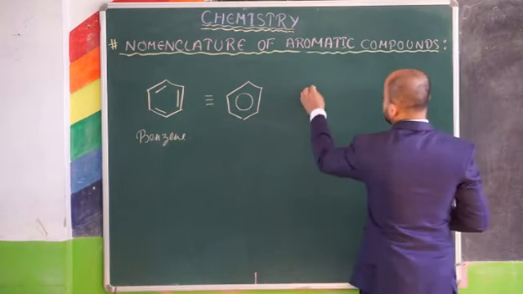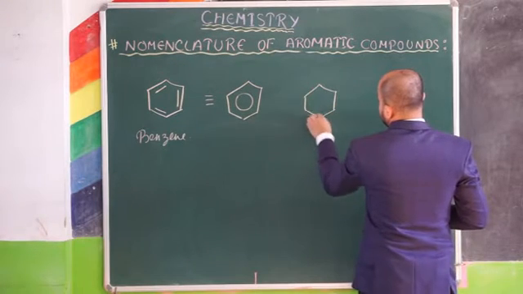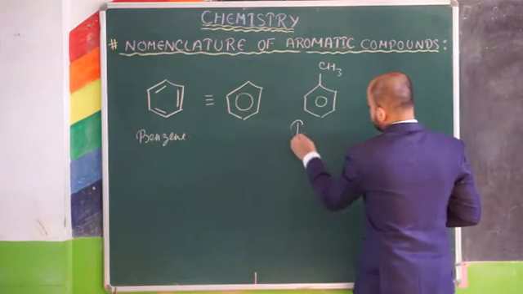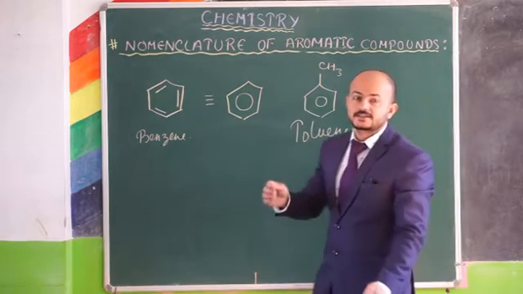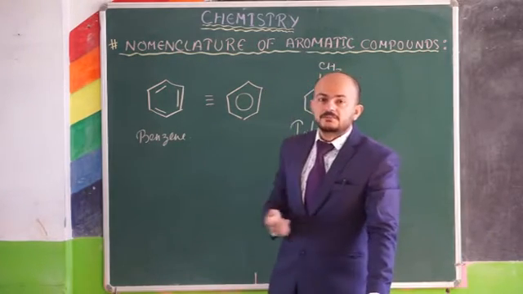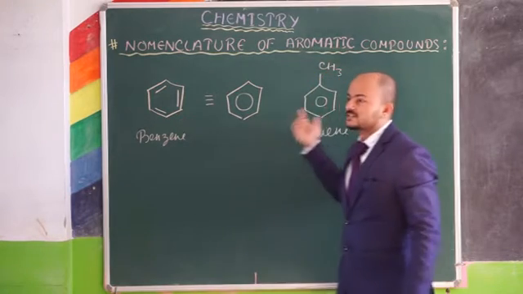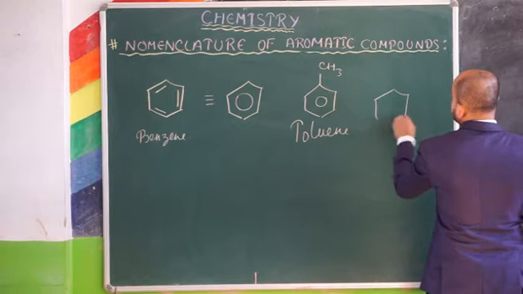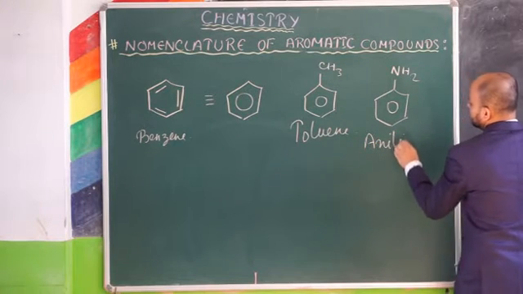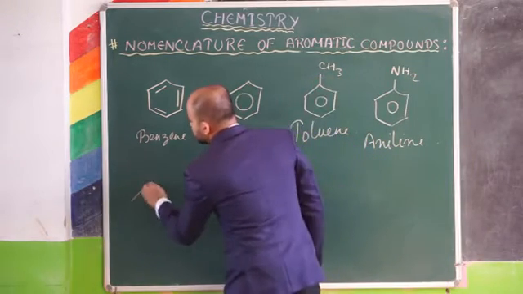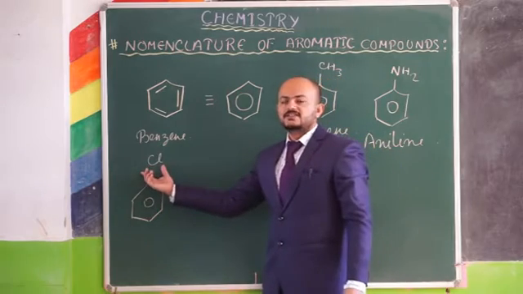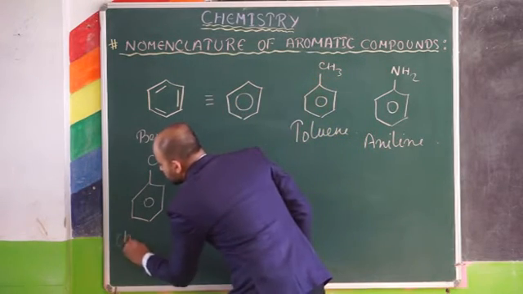Now, whenever a benzene ring has a CH3 group attached to it, this is named as toluene. Today these are like the alphabets for organic aromatic compounds, so you have to remember their names along with structure. If you have an NH2 group on the benzene ring, then this is known as aniline. Similarly, benzene ring along with a halogen, say chlorine, is named chlorobenzene.